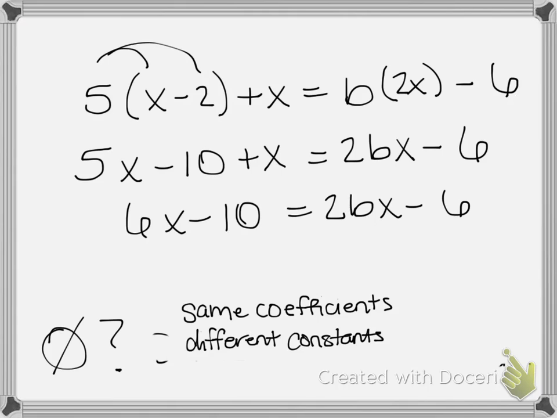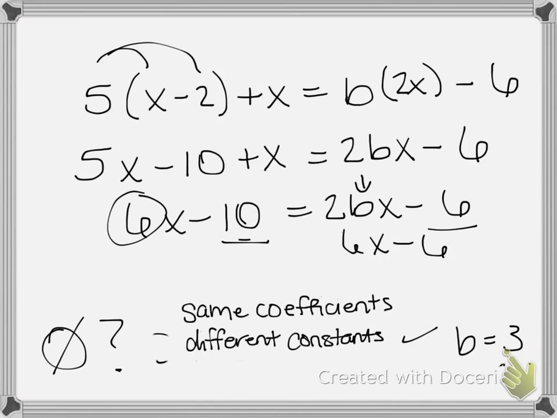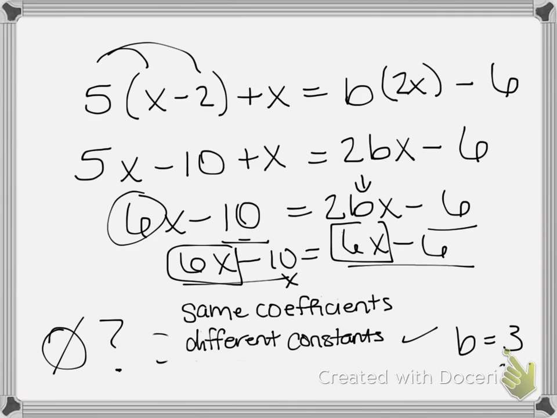So which criteria have I already met? Do I have different constants? Yes, I do. So here I have 6. So I have 6x, so is there something that I can multiply by 2 to get 6? 3. So b would be 3. Now that would be 2 times 3 would be 6x minus 6 on this side, and this would be 6x minus 10. Well, this would be no solution because I have the same coefficients, but I have different constants. So b is 3 would make that true.